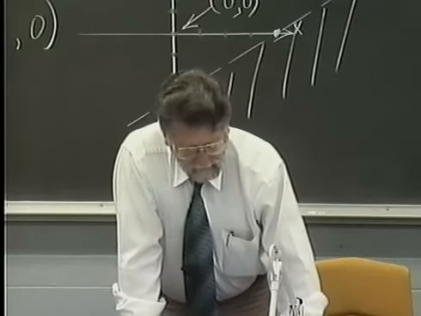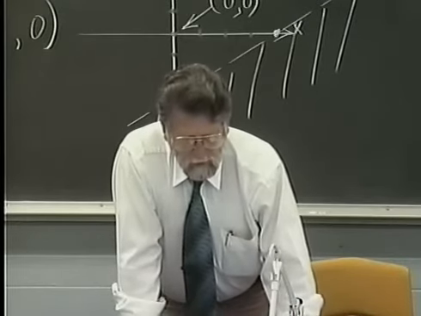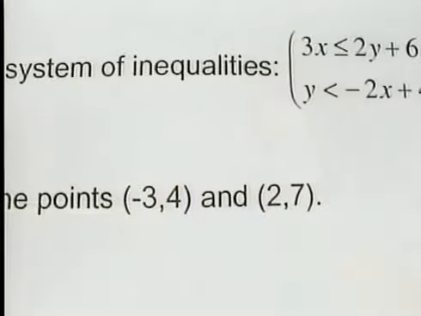The next one, we want some distance between 2 points. This was a little bit of a disappointment for me. So let's talk about this. First, I need to write the ordered pairs. Now, this was (-3, 4) and (2, 7).